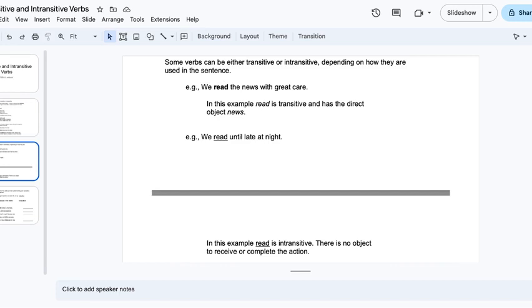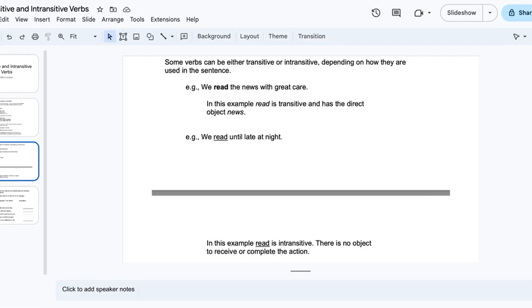Some verbs can be either transitive or intransitive, and in IXL, really they're just looking for you to identify transitive or intransitive verbs. So I wanted to go over how a verb could be used in different contexts. For example, the verb read. We read the news with great care. In this example, read is a transitive verb and has the direct object of news.